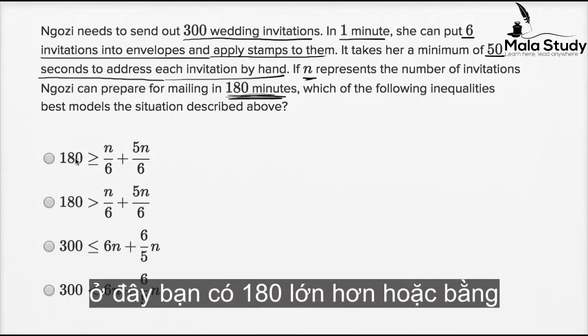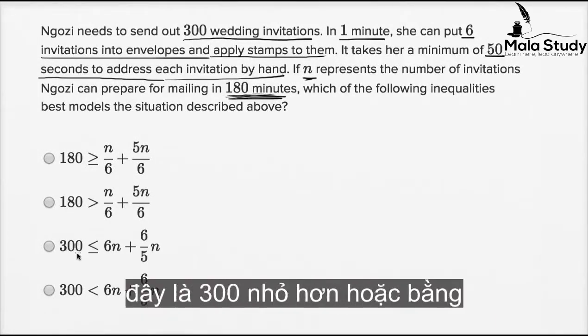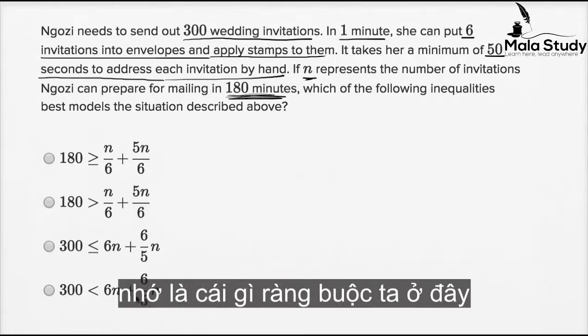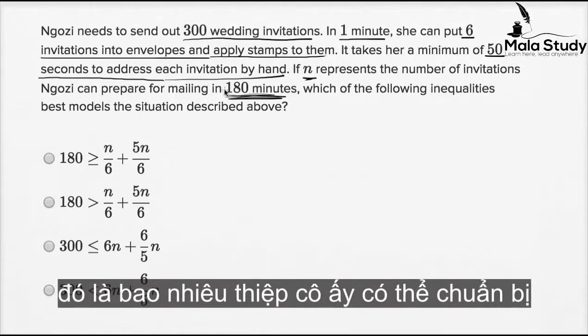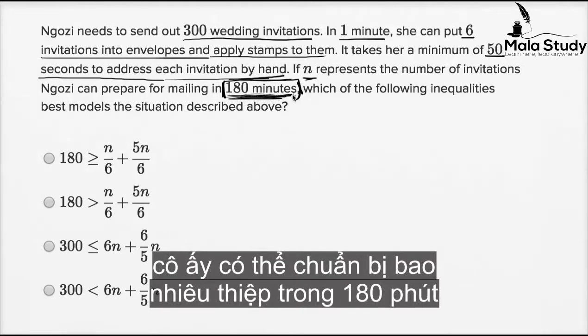So over here you have 180 greater than or equal to something. It's in terms of N, in terms of the number of invitations. This is 180 greater than. This is 300 less than or equal to. This is 300 less than, right over here. Now remember what our constraint is here. Our constraint is how many can she prepare in 180 minutes? How many invitations can she prepare in 180 minutes?